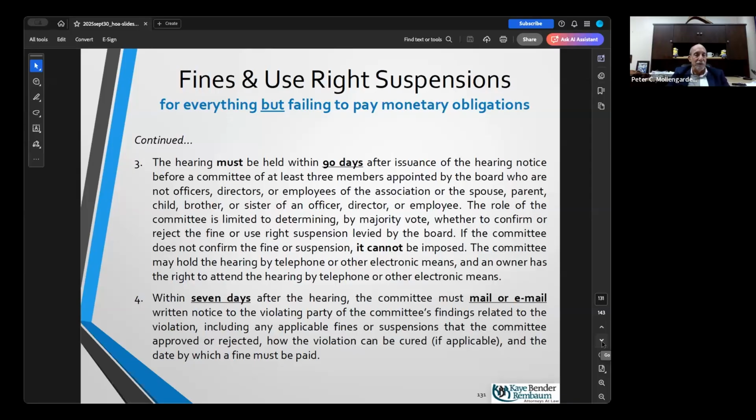Within 7 days of the hearing, the committee must mail or email written notice to the violating party of their findings related to the violation, including fines or suspensions that the committee approved or rejected, and how the violation can be cured, again, if applicable, and the date by which the fine must be paid.